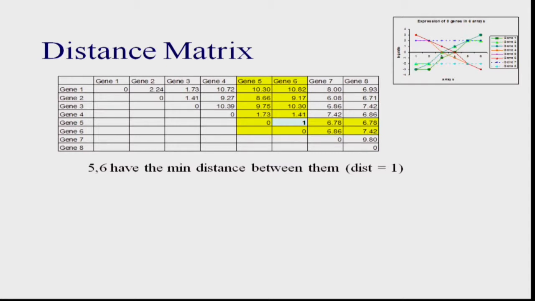Then essentially all you do, if you're doing single linkage, you just take the minimum. So this is our distance matrix between all of those genes. So you should see here between gene 1 and gene 2.